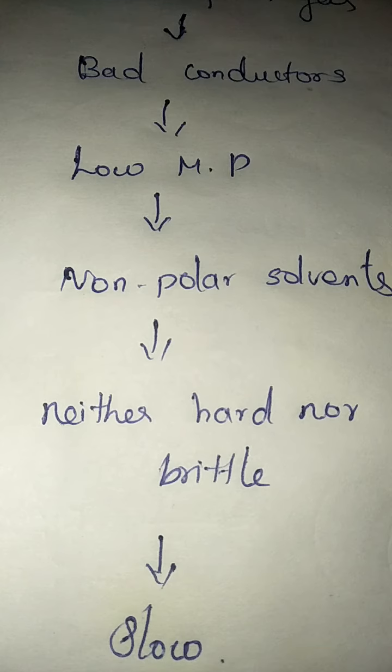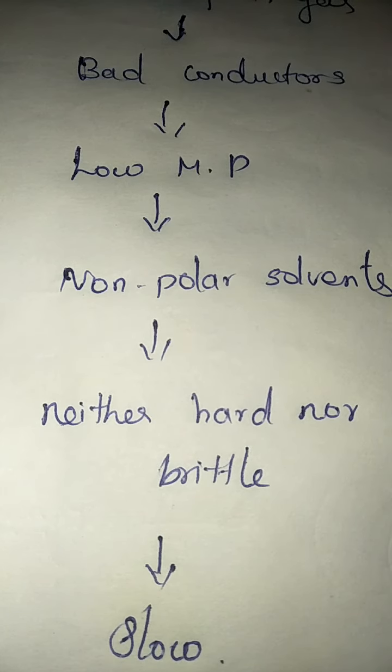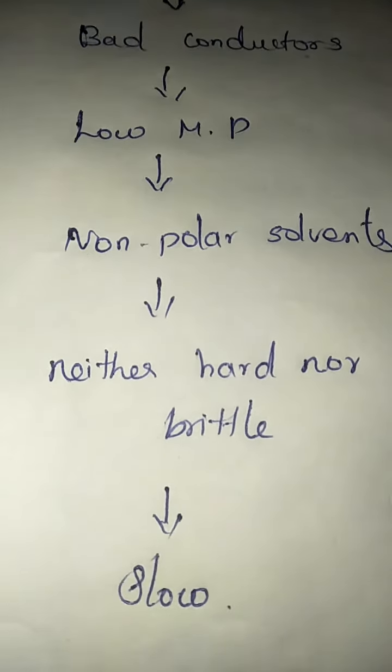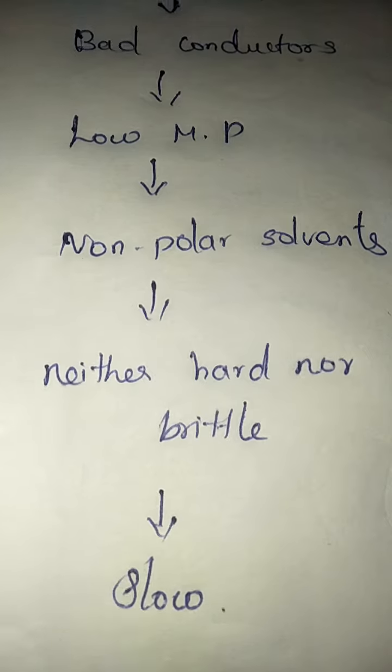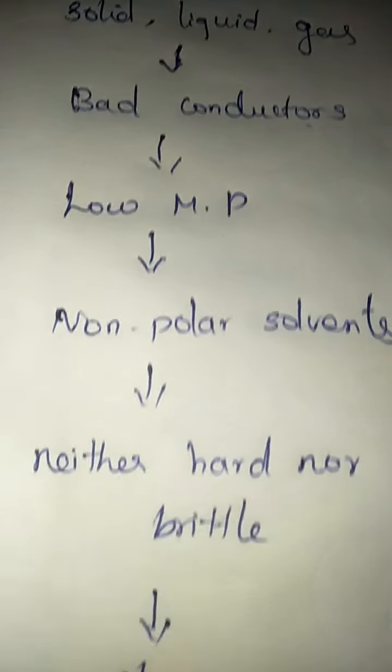They are neither hard nor brittle, but mostly soft and waxy. Most of the covalent compounds found in nature are soft as well as waxy. Next, they undergo reactions very slowly.